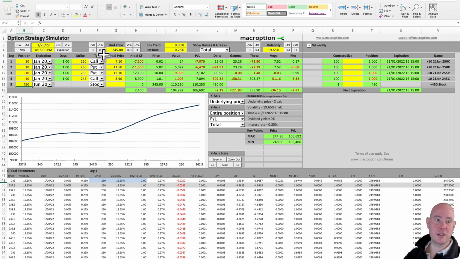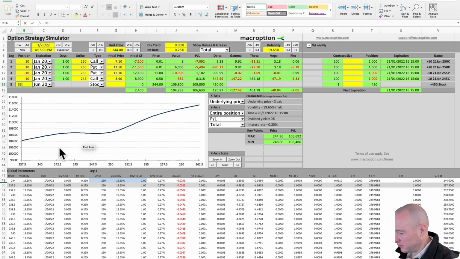It goes down another point. Now I'm negative, or I'm positive. I got another 120 delta. So what do I have to do? I have to buy back roughly another 120 shares.